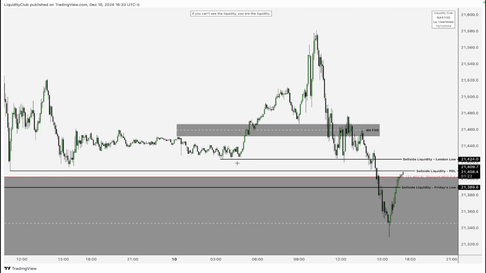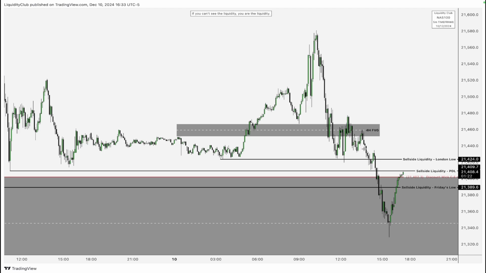We have London's session. You can see how price created a consolidation here and started turning up higher. We have the 4 hour fair value gap, which we took some profits at. You can see that we have sell side liquidity here, sell side liquidity here as well, and sell side liquidity here as well. This sell side liquidity is overlapping with the 4 hour fair value gap, so it is going to be a good place where you can take profits.